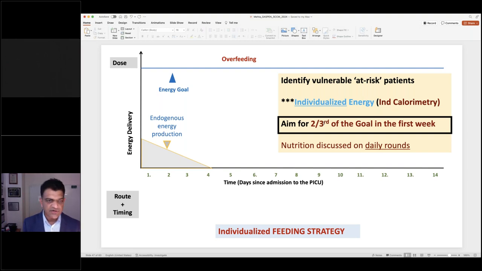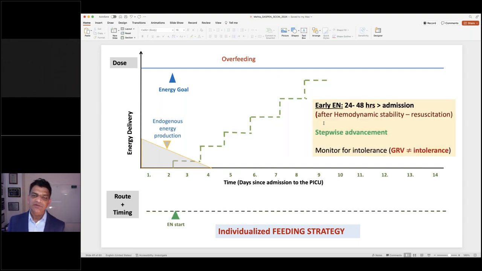And then you discuss nutrition on a daily basis, every day with the dietitian. And therefore the individualized approach has begun. So now the next thing I do is I hope that we start early enteral nutrition. Remember, once you are hemodynamically stable as a patient, once resuscitation is complete. And then, as I said earlier in the previous slides, a stepwise advancement, paying careful attention to validated ways of assessing tolerance, and then certainly not using GRV on its own.